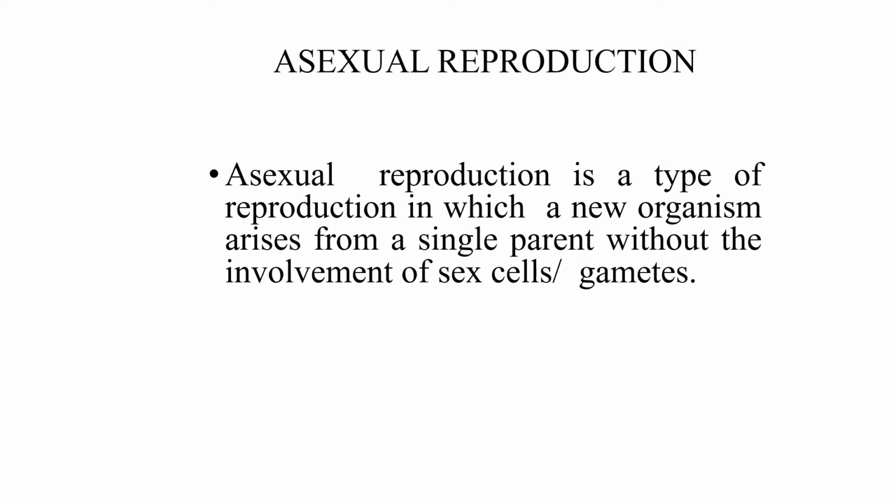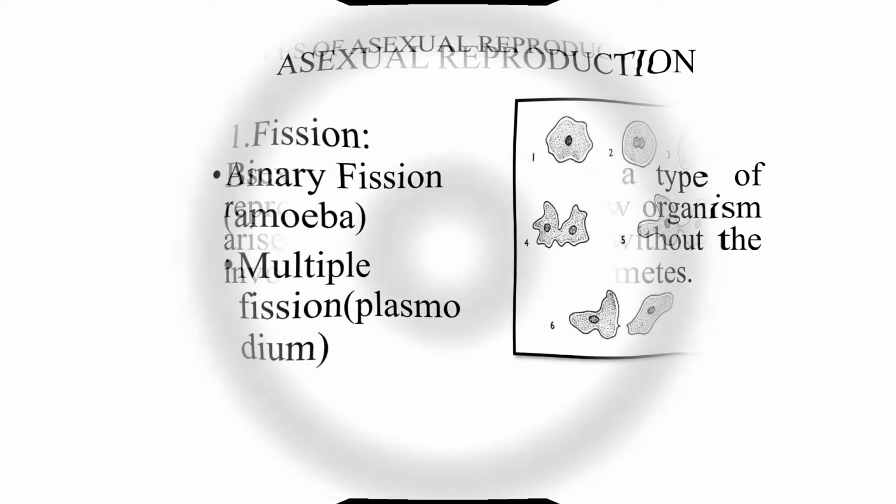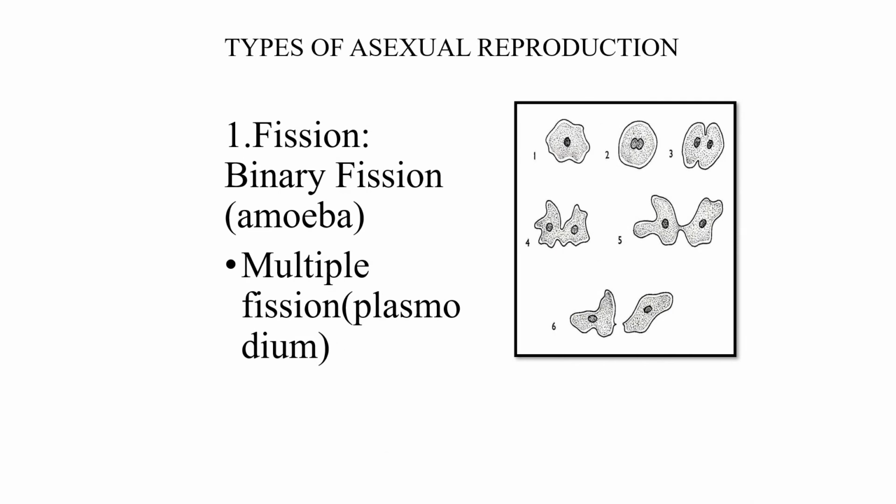Asexual reproduction. What is it? It is a type of reproduction in which a new organism arises from a single parent without the involvement of sex cells or gametes. Types of asexual reproduction. First one, fission. Fission means break. Binary fission, so divided into two. Best example, amoeba. Multiple fission, best example, Plasmodium.